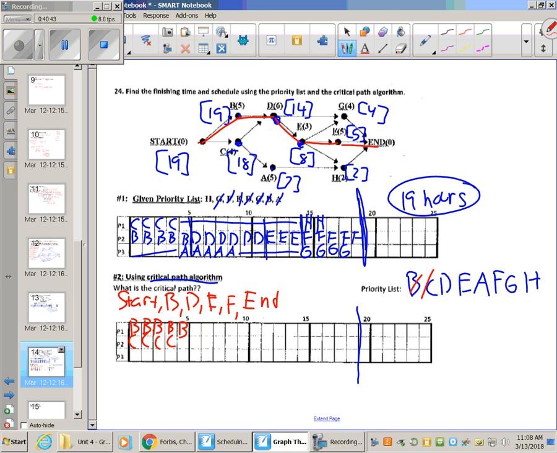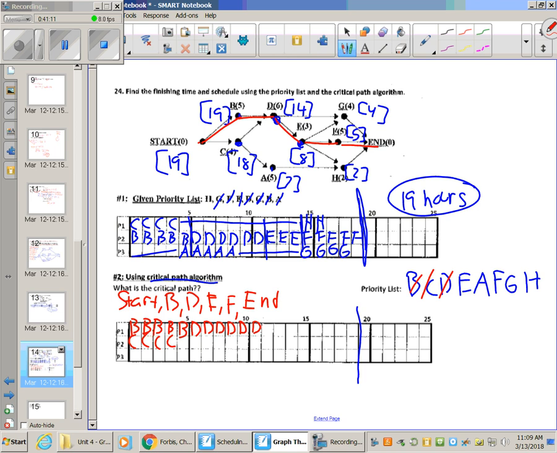Let's move on to D. Okay, D only has one prereq, and that is B. So as long as it's past B, we're good to go, which is past hour 5. So why don't I just stick with P1? Keep a closed gap there. So with a processing time of 6, D's out.